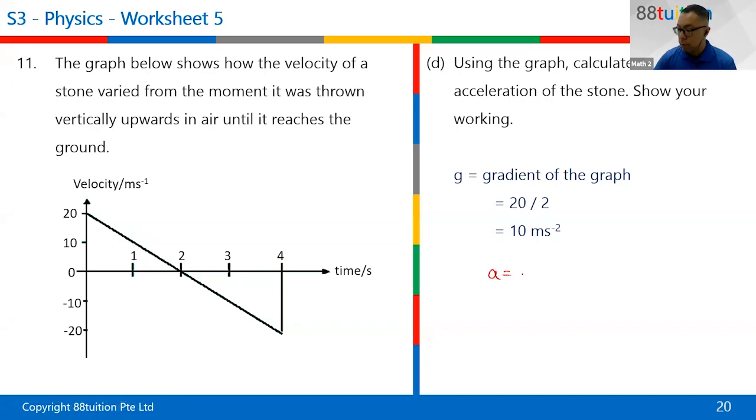So a equals v minus u over t. If I use these 2 points, 0 minus 20 over 2. So it's minus 10 meters per second squared. But you're asking for the gradient, so it's just 10.